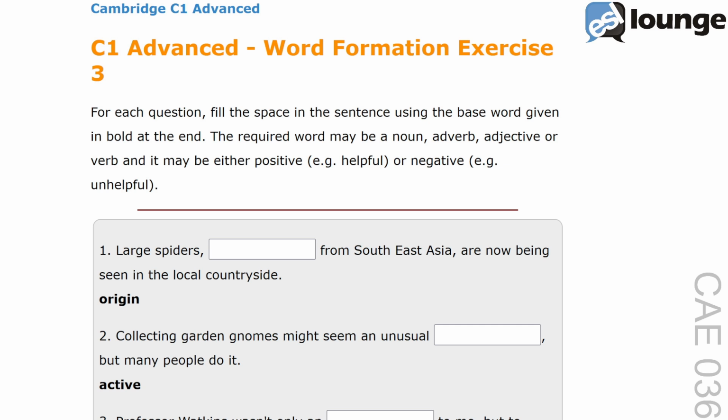Today we're working through C1 Advanced Word Formation, exercise number CAE036. Let's start with number 1.